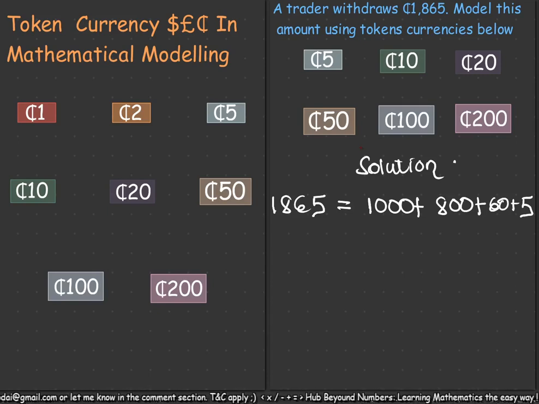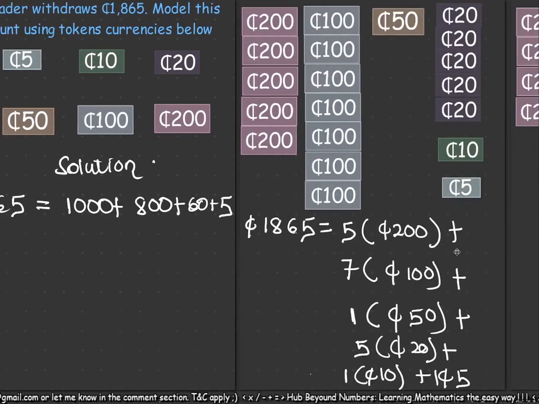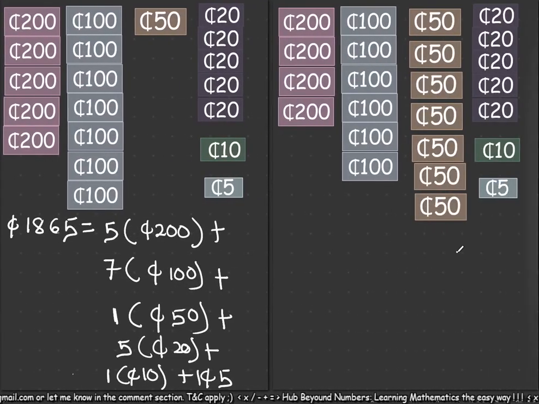One easy way you can start off is by writing your number in its expanded form. And from there, you start tokenizing it. And you just make sure the sum of it all gives you your required amount.